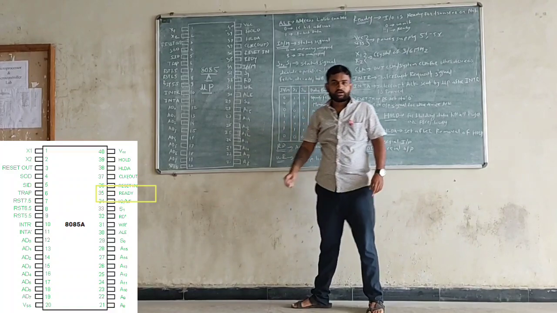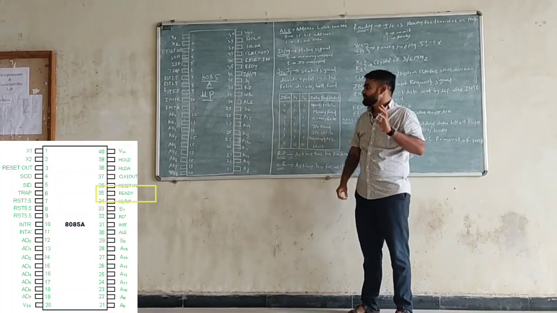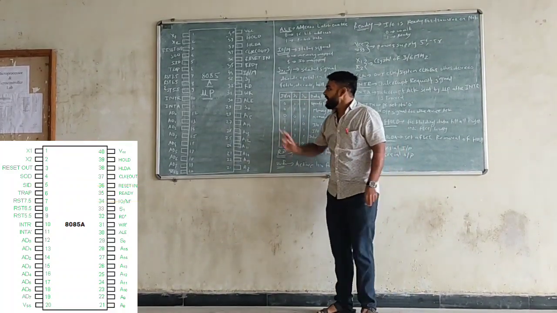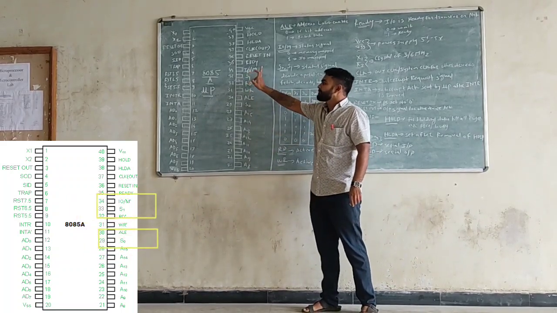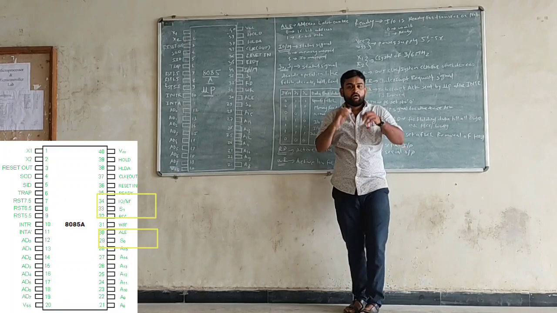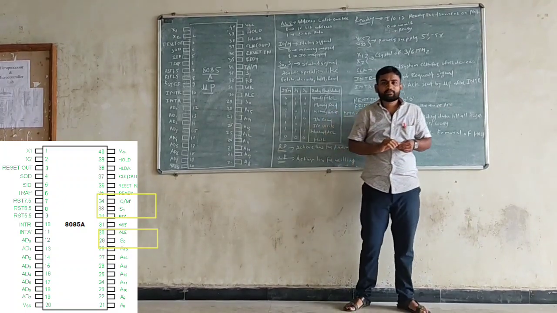clock out, which plays a very important role in accessing the data. Then we have the S1 pin, the S0 pin, and IO mapped IO and memory mapped IO. Why do we need IO mapped IO and memory mapped IO?